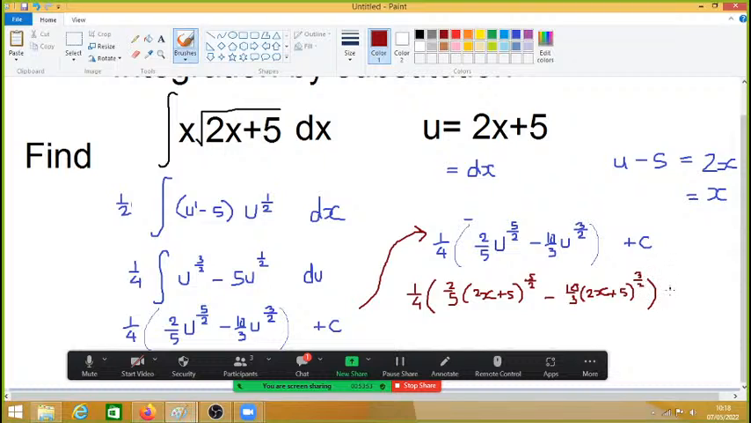And then plus c. And if you had time, you could neaten that up, times everything by a quarter. So that would become 2/20, which is 1/10, and then everything else stays the same. But I'll just skip that last step and leave it there, just as long as you're happy with the advanced steps that were before that.